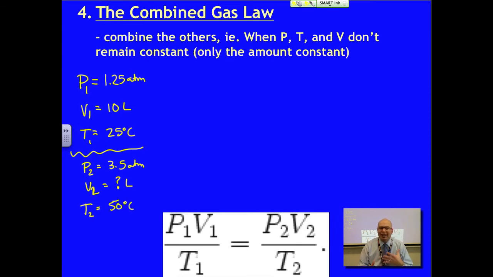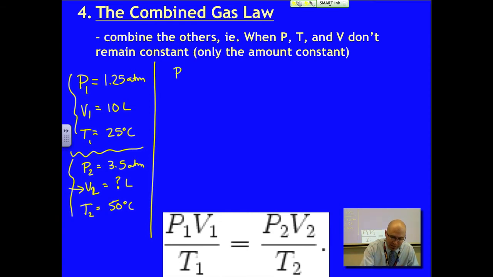Notice it would be very rare for a problem to say ones and twos, but it would say that in a certain situation, these go together, and in a certain other situation, these go together. So there's my formula. When solving problems, I'm a big fan of writing what's given and what you're solving for. I've done that. I now like to write my formula: P1 V1 over T1 equals P2 V2 over T2.